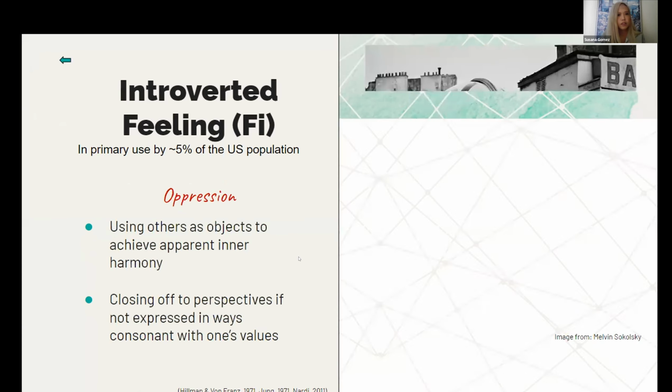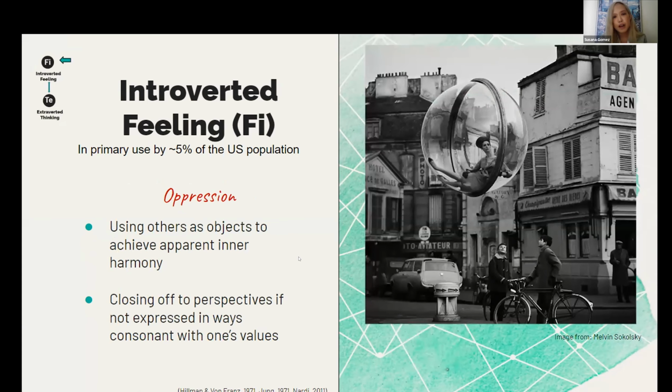conscience. When introverted feeling is overvalued or used defensively, it can look like attempting to use others as objects to achieve inner harmony. We might close off to perspectives not expressed in ways consonant with our sense of identity. We may be engaged in introverted feeling when we think to ourselves, I can't imagine ever having a part in oppression. I am a good person. We may also participate in social justice efforts, largely to assuage our guilt, which objectifies the people that oppression most impacts.